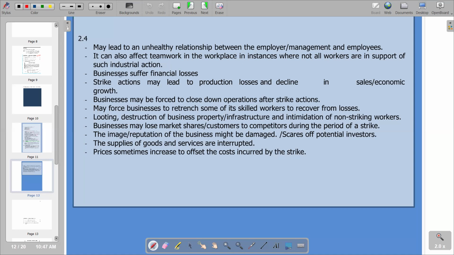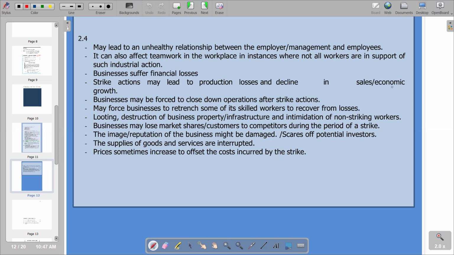So the next point is saying businesses suffer financial losses, which is very correct. Remember, we are saying we are going to have some delays in the production process due to these strikes. Disturbances due to strikes will obviously lead to financial losses. Then we go to the next one, strikes. Strike actions may lead to production losses and decline in sales or economic growth.